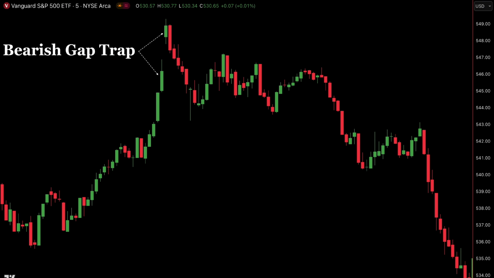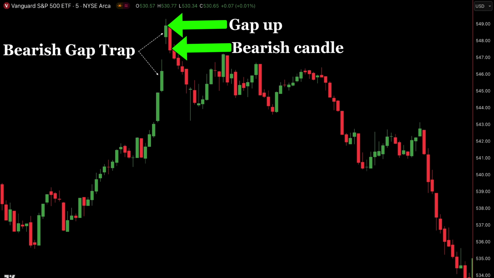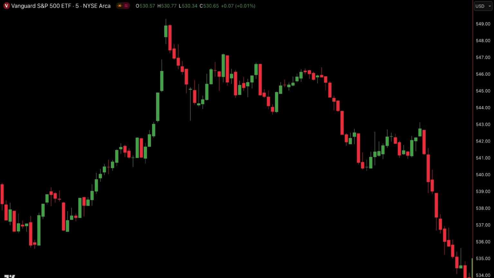A bearish gap trap is the opposite. After an uptrend, the market opens with a gap up, pulling in breakout buyers, only to reverse sharply and collapse, forming a strong bearish candle. At first glance, it looks like a sudden shift in market sentiment, but most of the time, that shift is not organic. It's manufactured by smart money to create liquidity.